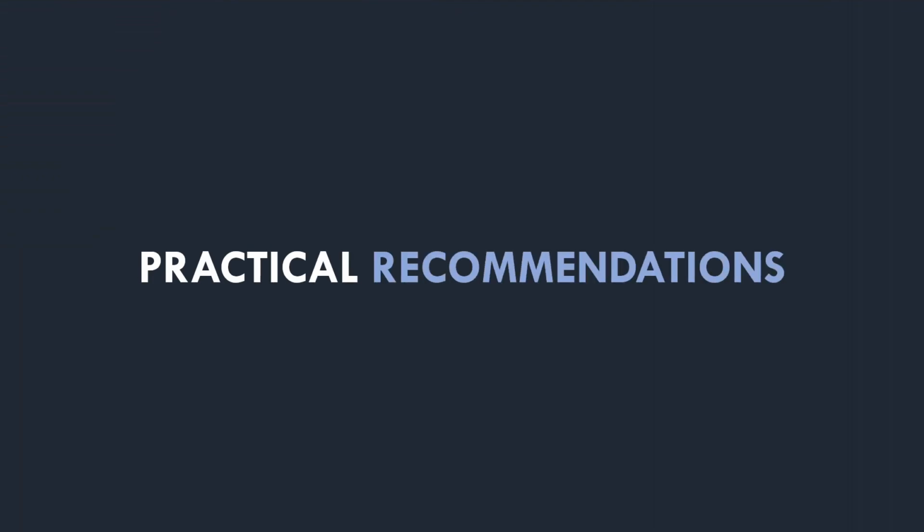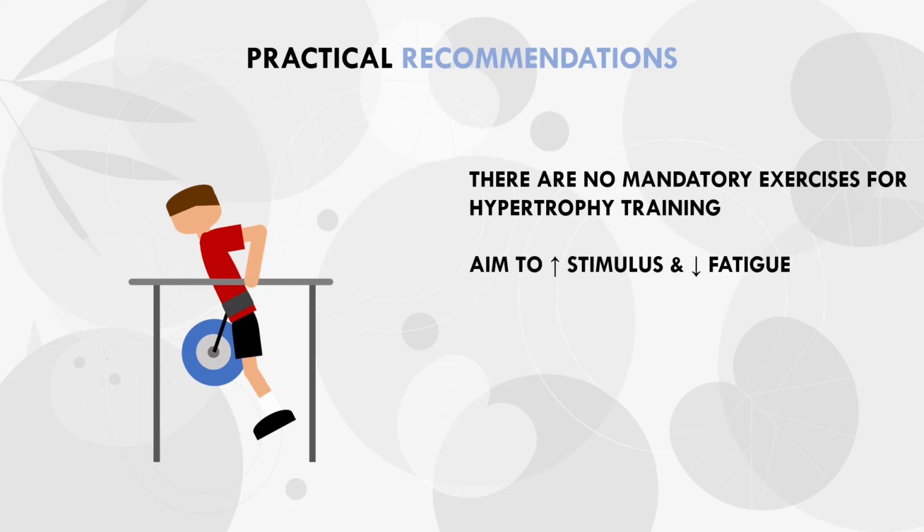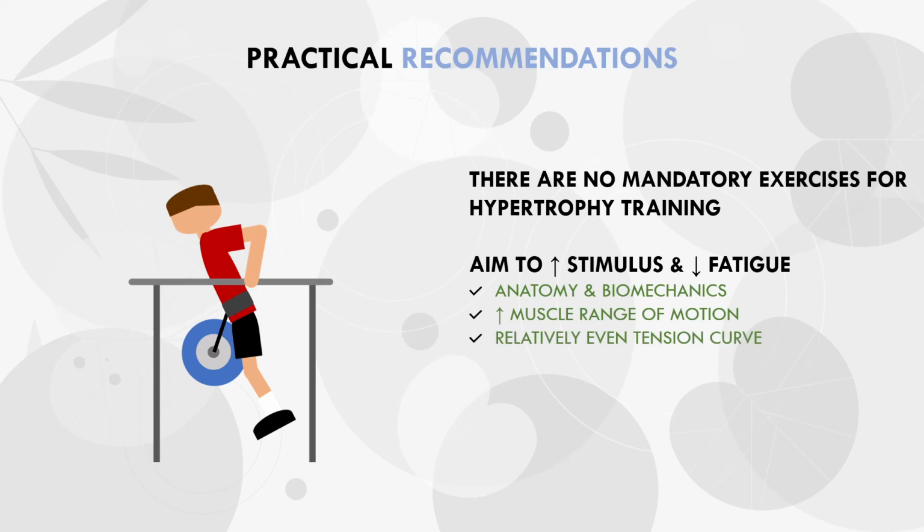First, we should understand that exercise selection is simply a means to stress the muscle, so there are no mandatory exercises we must implement. However, the exercises we implement should be those which maximize the hypertrophic stimulus and minimize the fatigue cost of training. This would generally include exercises which train the target muscle effectively based on anatomy and biomechanics, those which take the muscle through a larger range of motion, and those with a fairly even tension curve throughout the movement. We should also avoid particular exercises which tend to irritate our joints and connective tissue, and rather stick with those which feel safe and healthy.